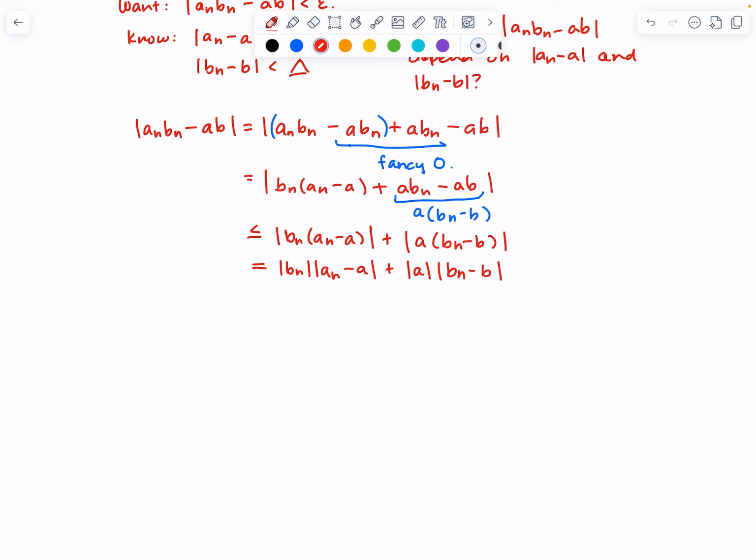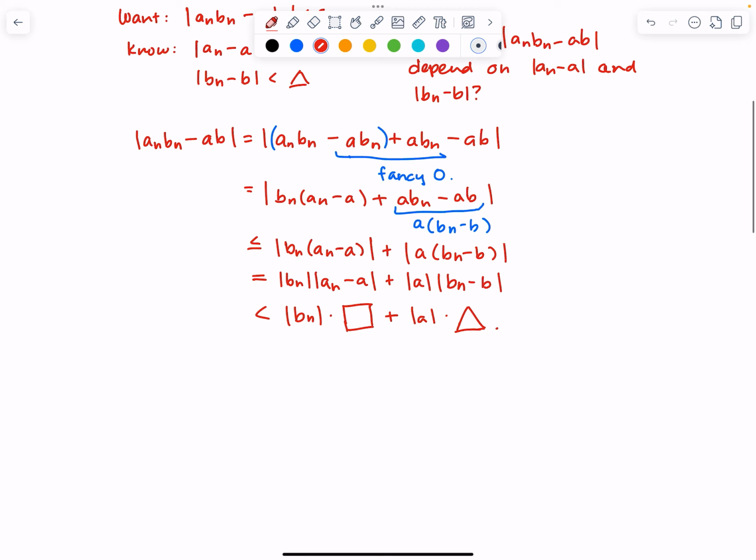Now, I know that I'm going to be able to make a replacement for AN minus A. I know that's going to be less than whatever I decide to put in my box. And I know I can do the same thing for BN minus B. So BN minus B is going to be less than whatever I put in that triangle expression from the convergence of BN converging to B.